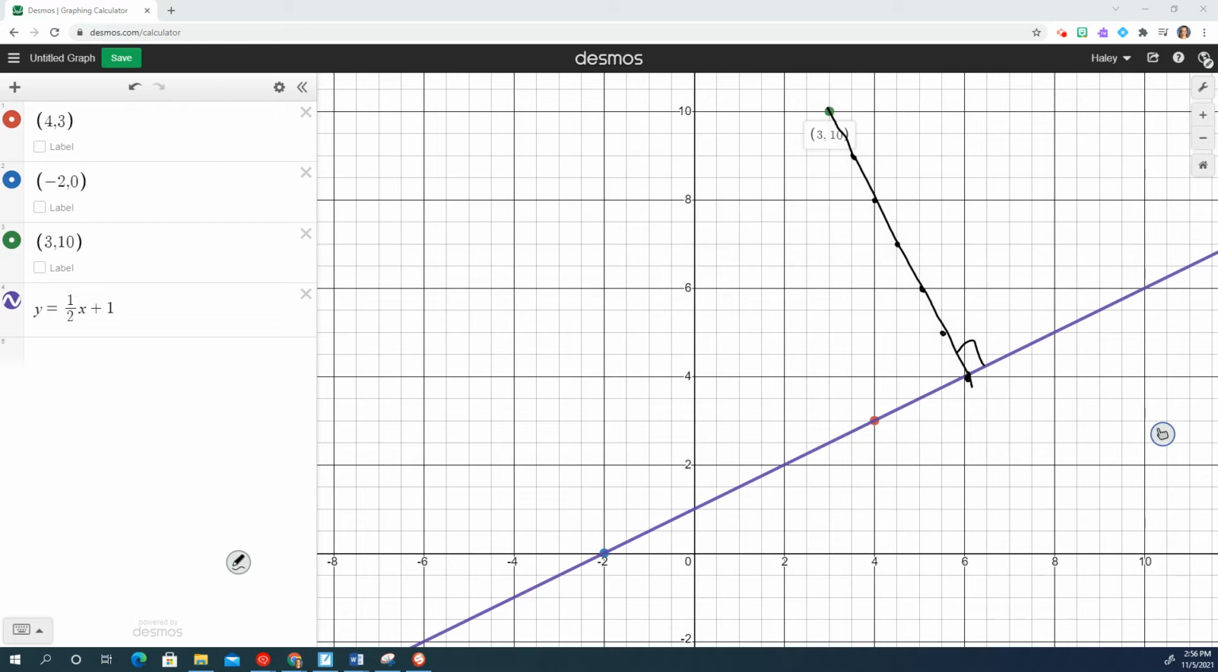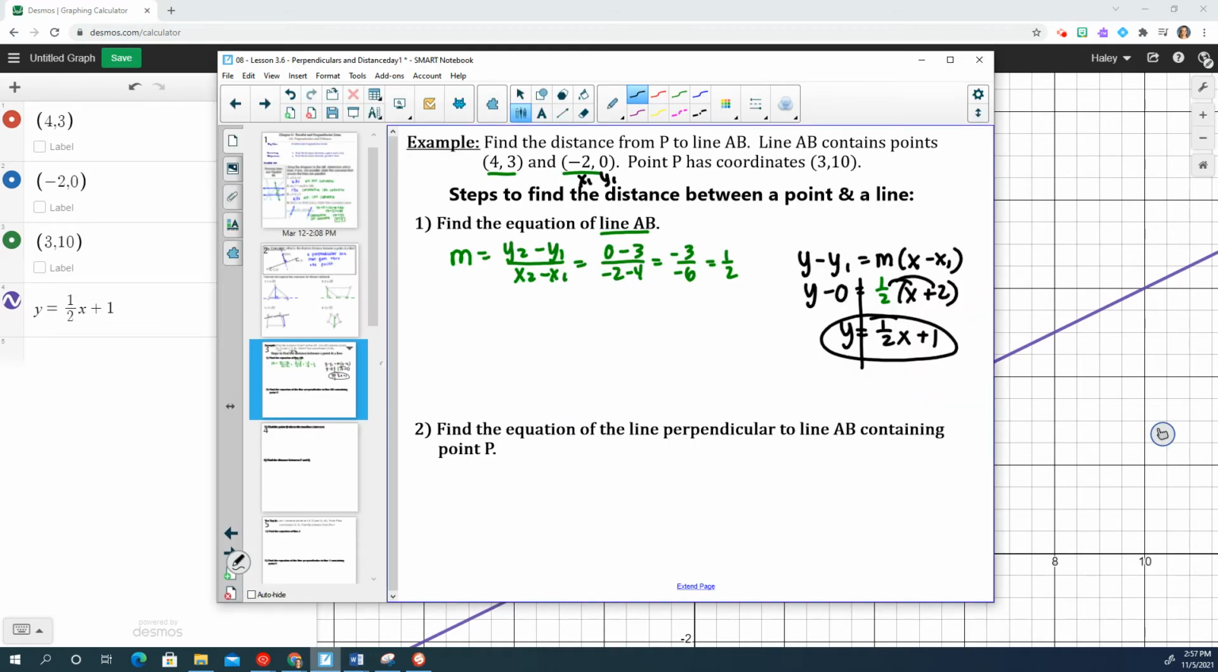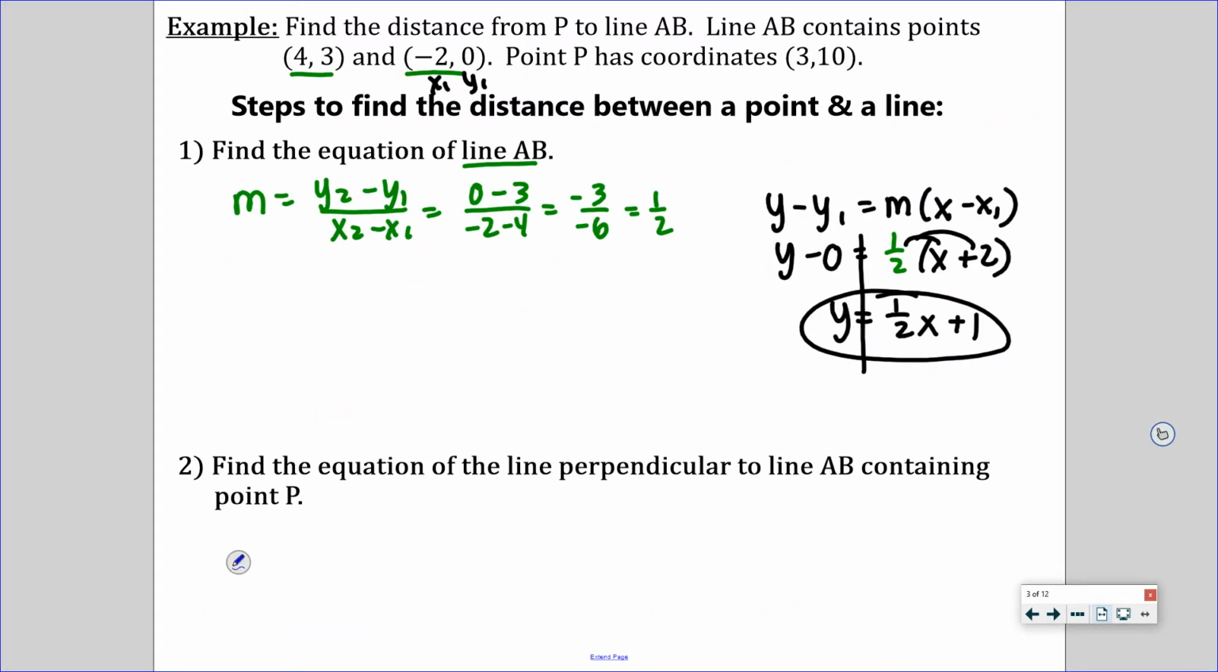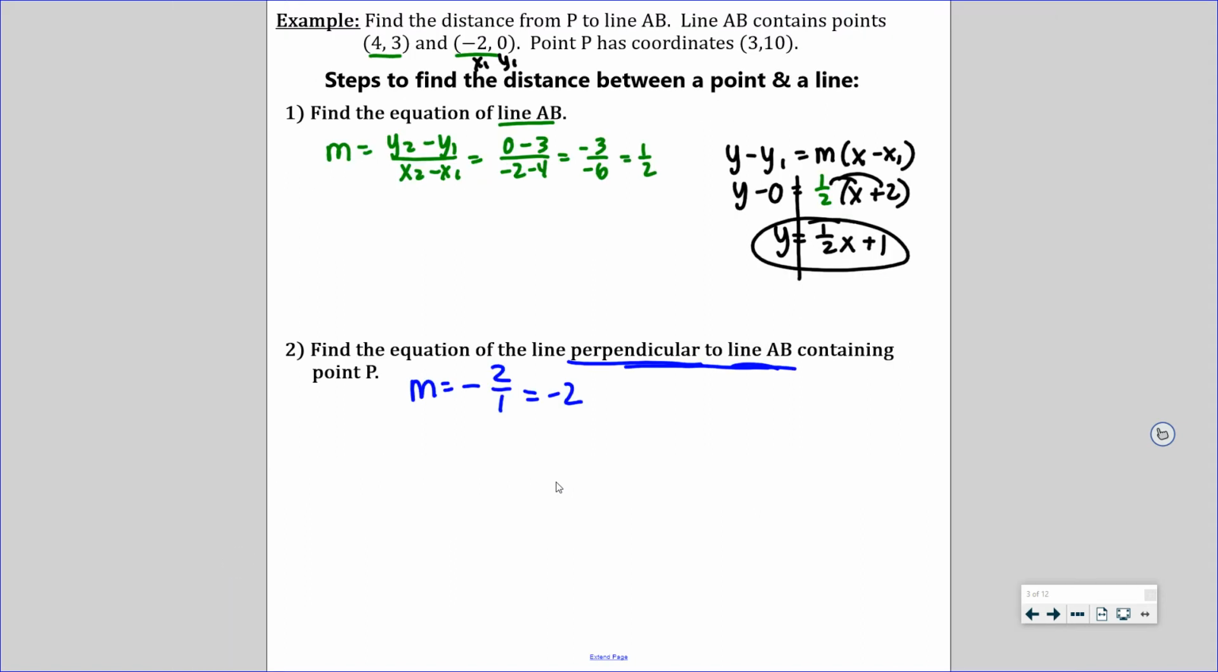Okay, you're actually 1 step ahead of me. We're trying to find, now we're going to find this line perpendicular to the purple line, but goes through point P, (3, 10). Now, we know what the slope of this line is. I'm on step 2 now. Since we're perpendicular, because that's the shortest distance, perpendicular to line AB, Alejandro said this perfectly, the slope is going to be the opposite, negative reciprocal, 2 over 1. The slope is going to be -2. So we know the slope, and we know point P is (3, 10). So now we can write the equation of that line.